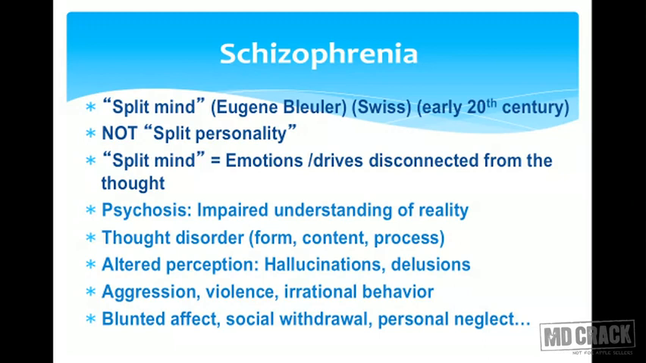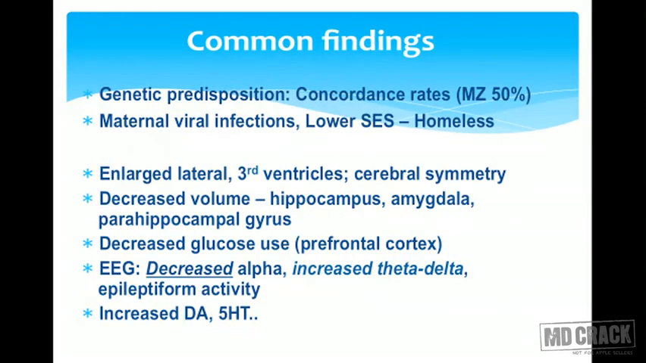Psychosis is one important manifestation in schizophrenia. That's there is impaired understanding of the reality. Number two, there is a thought disorder: the disorder of the form of thought, the content of the thought, and the process of the thought. The third one is there is altered perception, and it leads to hallucinations or delusions. The next one is there may be aggression, violence, and irrational behavior, and there also may be a blunted affect, social withdrawal, and personal neglect. So there are some important issues in schizophrenia.